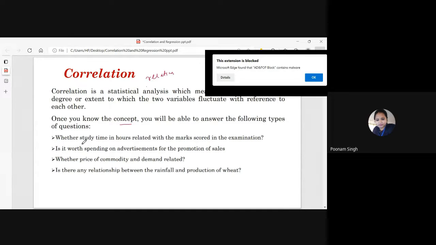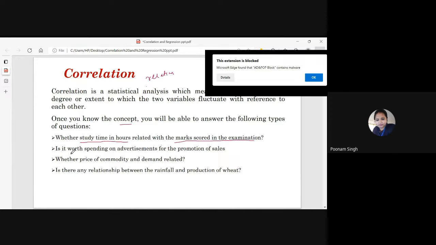For example, whether study time in hours is related to the marks scored in the examination. You will see that in each question there are two variables, right? And we have to find the relation between them. Such types of questions are answered by correlation.